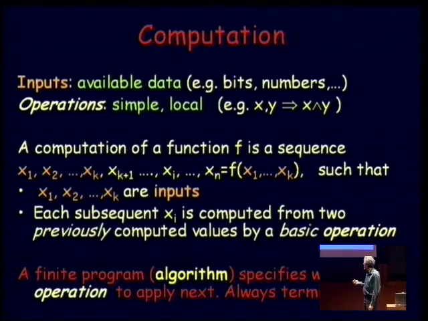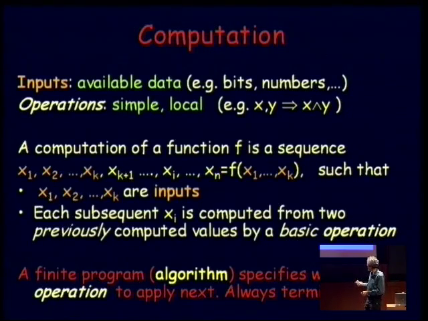And now a computation, again of some function f, is again a sequence, in this case a sequence of data items, of numbers, say x1, x2, and so on, where now the initial ones are the inputs on which you want to evaluate your function, and then subsequent values are just computed from older ones you already have using a basic operation. So syntactically it looks very similar to proofs, and should look very similar. It is similar, but there are some differences that I want to stress.